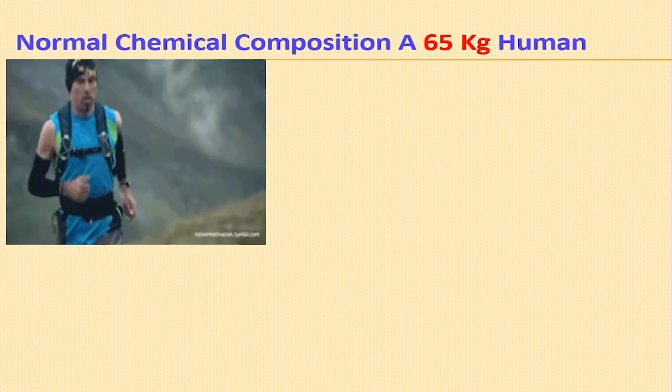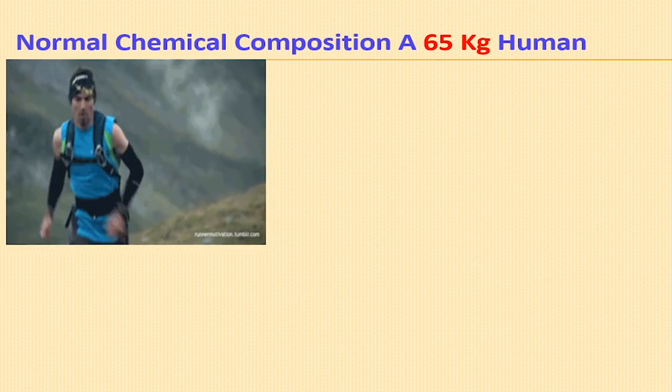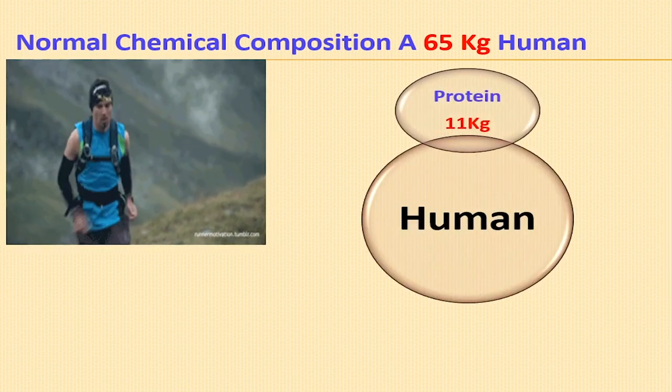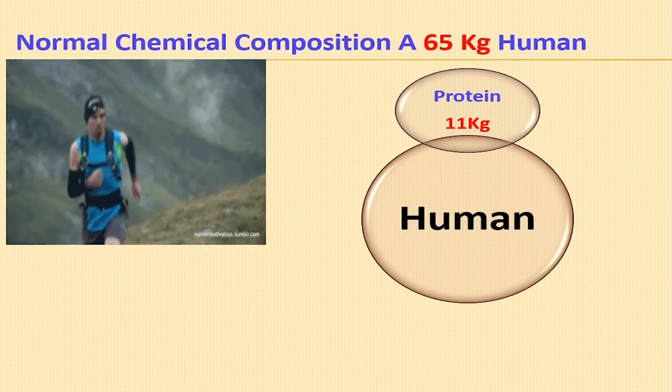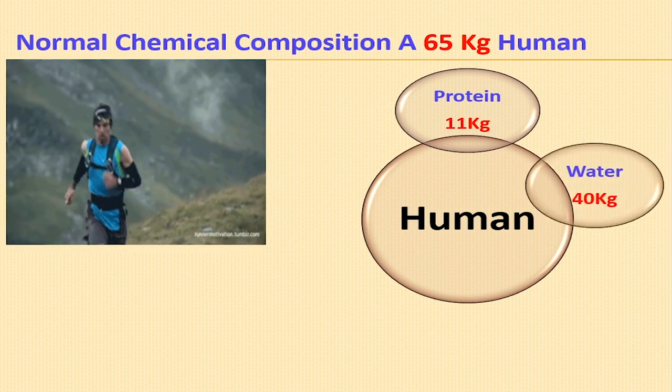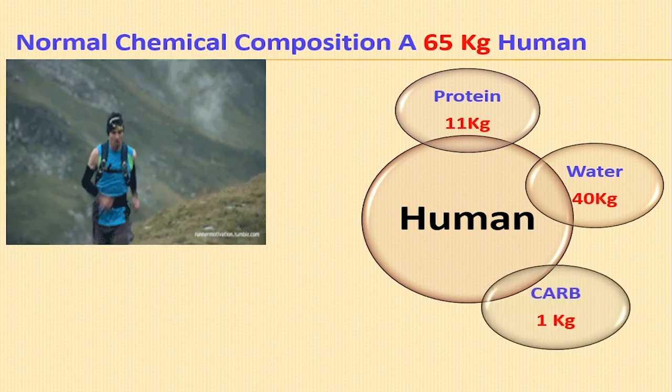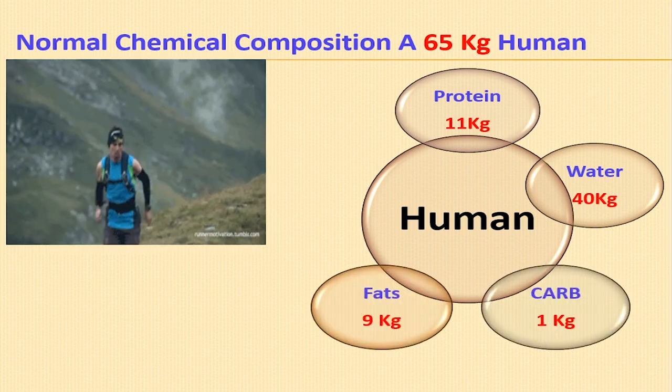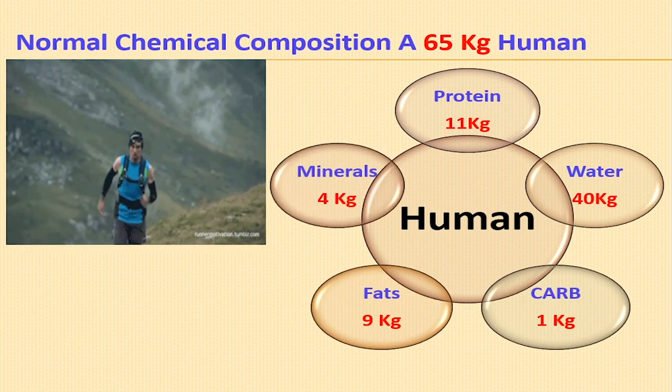So if we take a 65 kg human being, for example, a healthy human being of 65 kg weight, you'll find that in this body, protein would be ideally 11 kg, water would be 40 kg, carbohydrate 1 kg, fats 9 kg, and minerals only 4 kg.